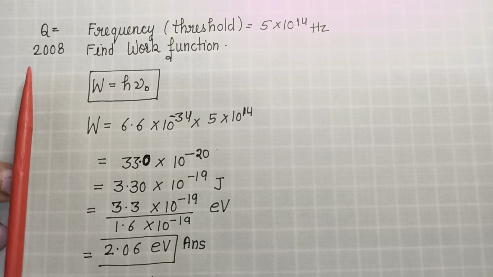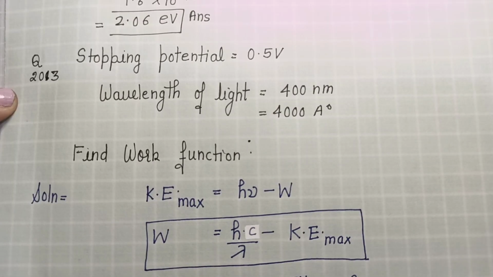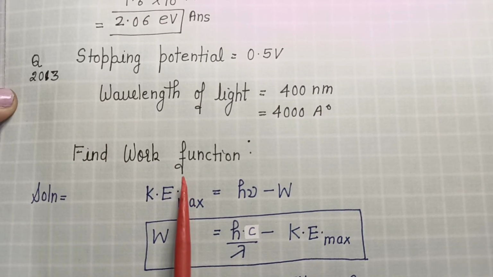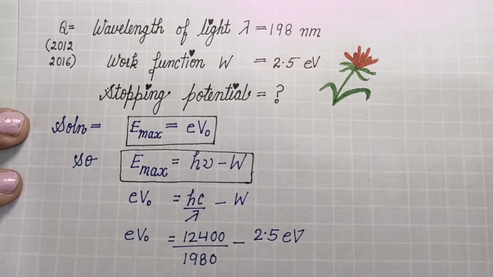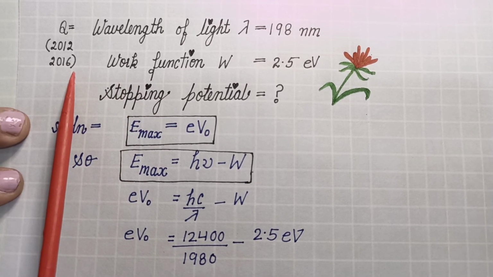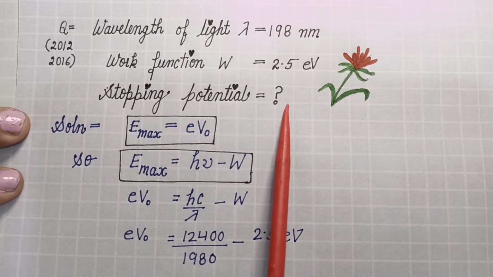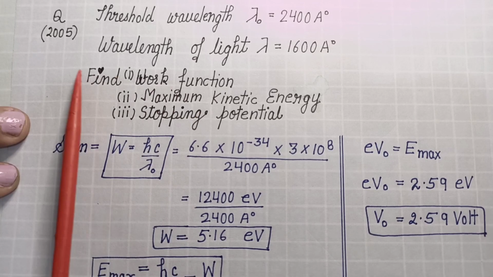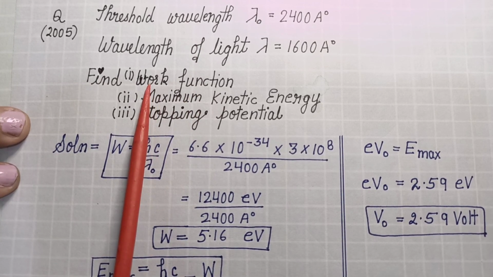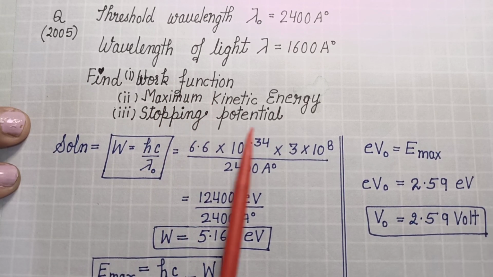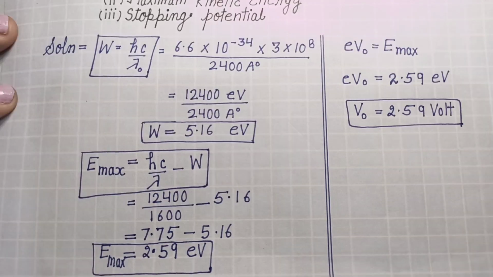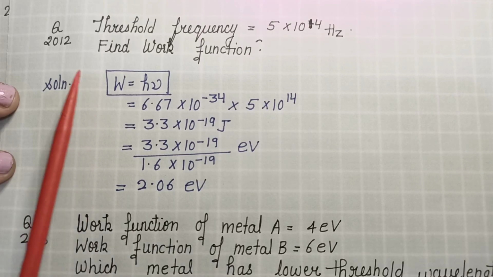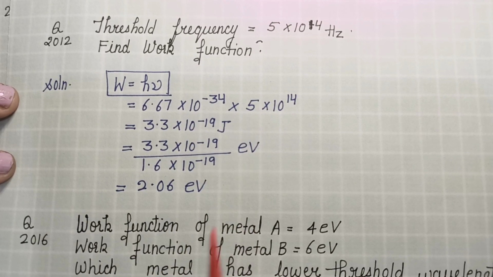This question was asked in 2008. In 2013 again, work function is being calculated. For two years this question was asked, and see, stopping potential is being asked here. In 2005 the question is asked again with the same quantities: work function, maximum kinetic energy and stopping potential. Again in 2012, the same question, work function.